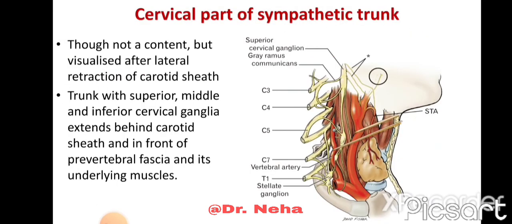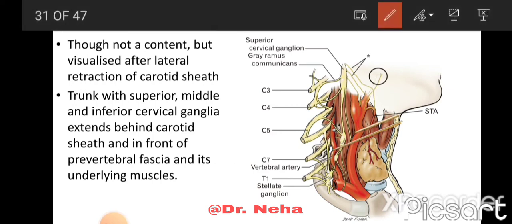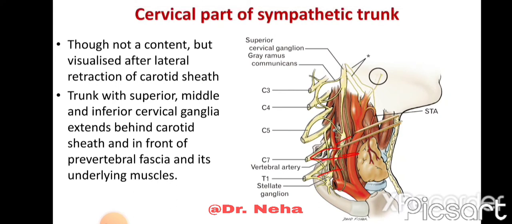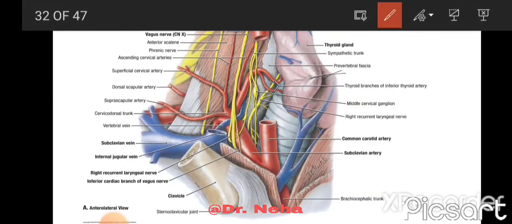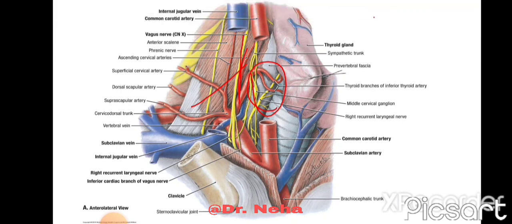Another content is the cervical part of the sympathetic trunk. Although it is not a content, it can be visualized after lateral retraction of the carotid sheath. In the diagram we can see, along with the trunk, the superior, middle and inferior cervical ganglia of the sympathetic chain, which are lying in front of the prevertebral fascia and the underlying muscles. So here we can see the vagus nerve. This is the vagus nerve, this yellow colored one, and this is the cervical sympathetic chain.